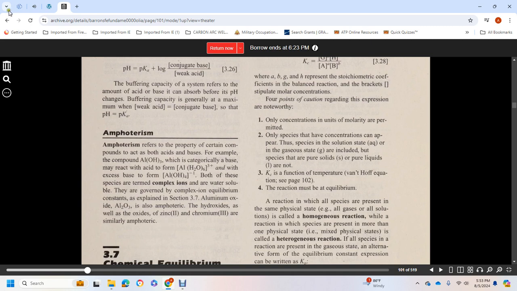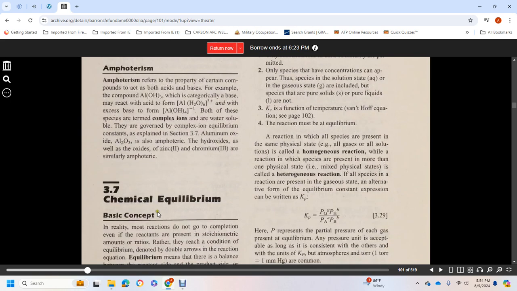Amphoterism refers to the property of certain compounds to act as both acids and bases. For example, the compound aluminum hydroxide, which is categorically a base, may react with an acid to form aluminum ion surrounded by six water molecules, Al(H2O)6 3+, or with a base to form Al(OH)4−. Both of these species are complex ions in water solution, governed by a complex ion equilibrium constant, explained in section 3.7. Aluminum hydroxide is an amphoteric hydroxide, as is aluminum oxide; zinc and chromium(III) compounds are similarly amphoteric.